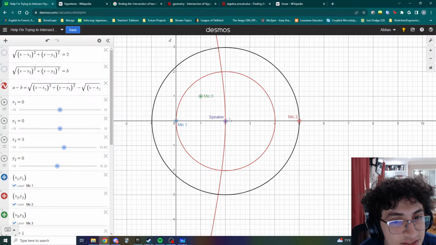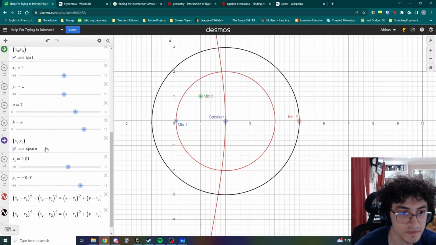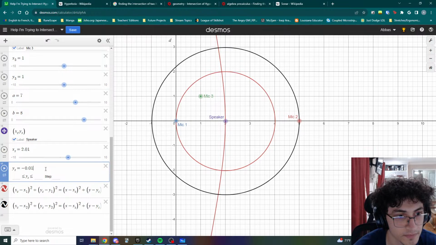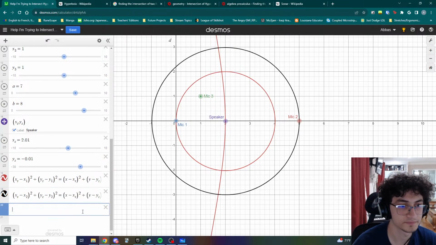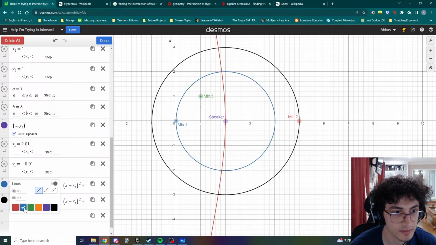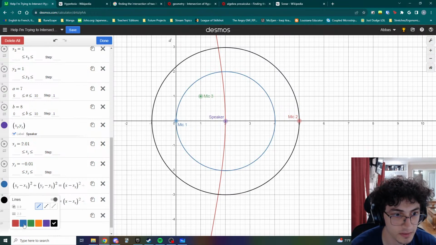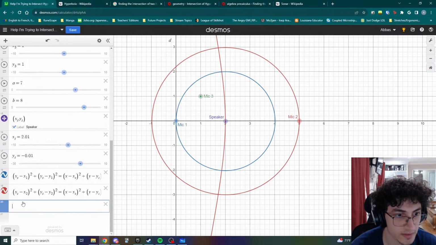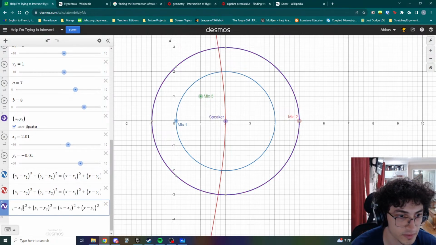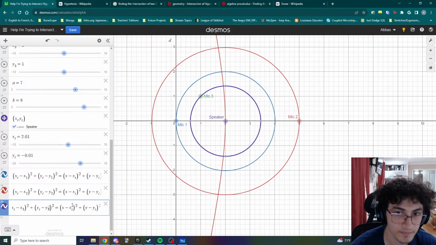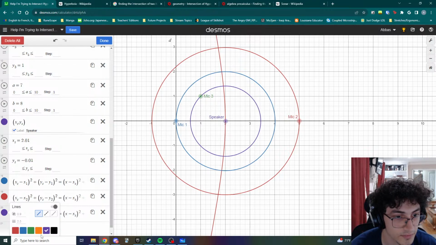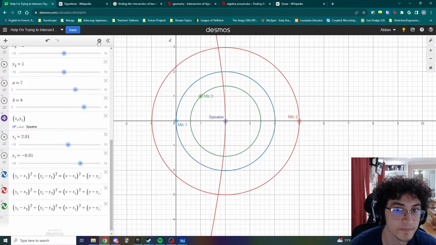But anyway, let's figure out the... So first of all, let's draw a third circle. Let's actually change this. This one should match mic 1, so we'll make that blue. We'll make this one red to match mic 2. And then this one is going to be the exact same, however instead of x2, it's going to be 3. Okay, and this is just the distance from the speaker to mic 3.